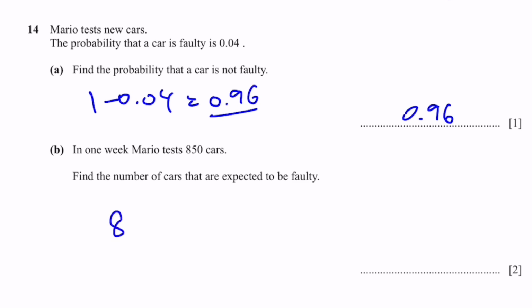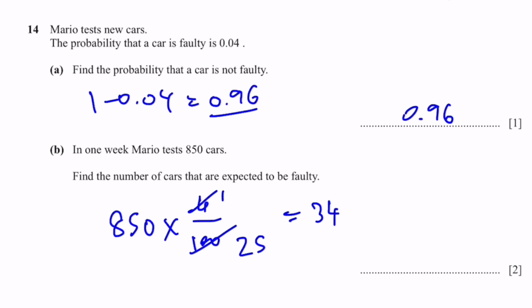That'll be 850 multiplied by 4 over 100, because that's 0.04 here. Cancel, we get 25 and 1. 850 over 25, if you do it correctly, you get the answer as 34. That's the answer. Let's go to question 15.